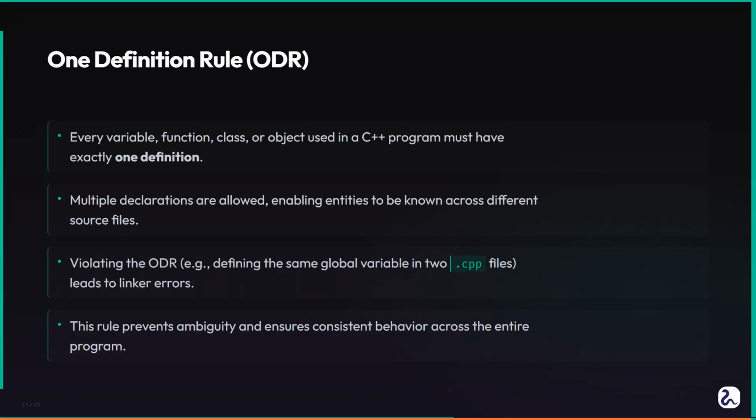You can have multiple declarations of the same entity across different source files or even within the same file, as long as they are consistent, but only one definition. This rule prevents ambiguity and ensures your program links correctly, avoiding those dreaded multiple definition linker errors.